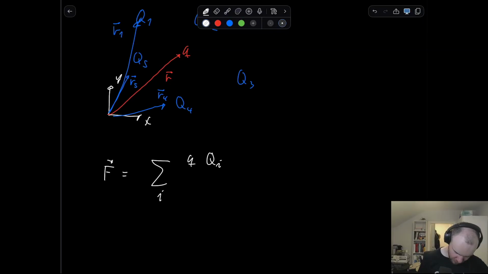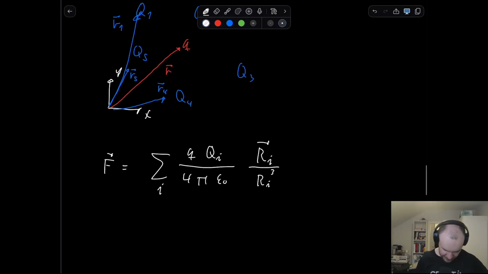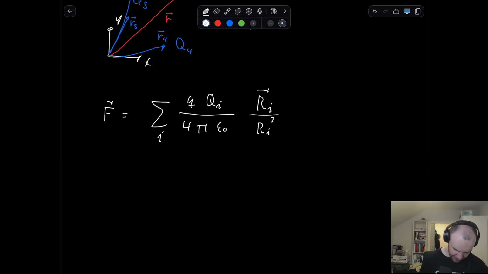So I have Q Q_i, right? I still have 4 pi epsilon 0 like that. And then the relative vector, of course, is going to depend on where my test charge is. So I need R_i as a vector, and then, of course, divided by R_i cubed, like that. Okay, pretty neat. And Q doesn't depend on all of this, so I can just move Q out.